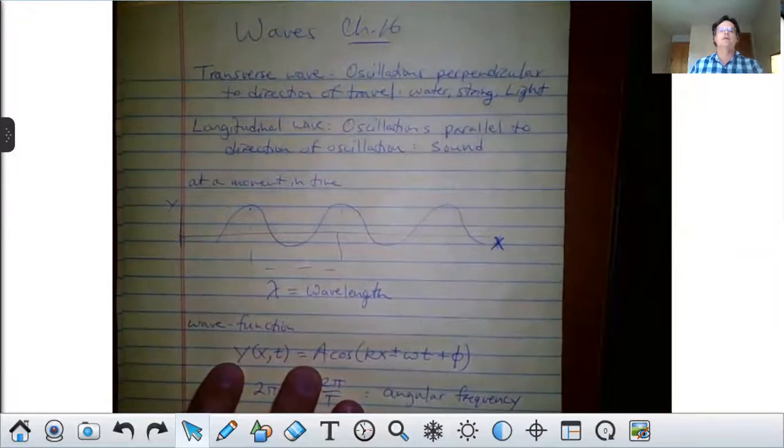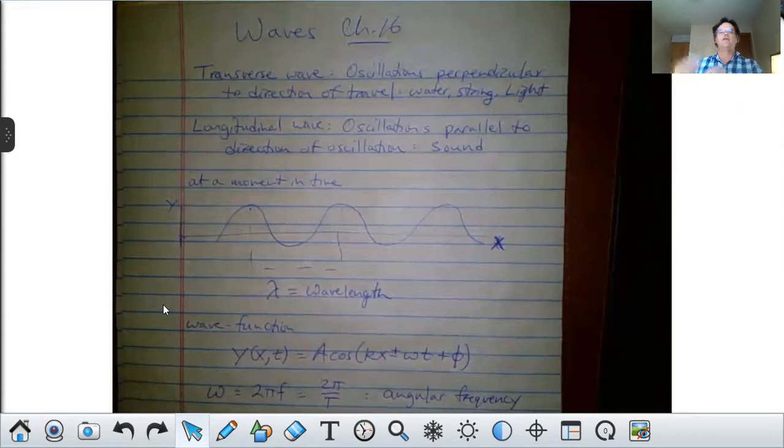We could also have waves on the water, waves on a string. We'll talk about waves on a string a fair amount in this chapter. You can also have electromagnetic waves, which are light. And there are two general classes of waves, transverse and longitudinal. For a transverse wave, the oscillations in the wave are perpendicular to the direction of travel.